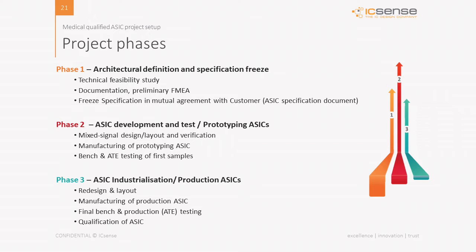The second phase is what we call the ASIC development and the test, where we come to the prototyping ASICs. In that phase, we will do the actual development and the verification of the analog and digital blocks. Within our design, we will immediately target the actual final architecture. So we do no intermediate test structures and so forth. The reason for that is that by targeting the final ASIC, we will increase our first time silicon success.